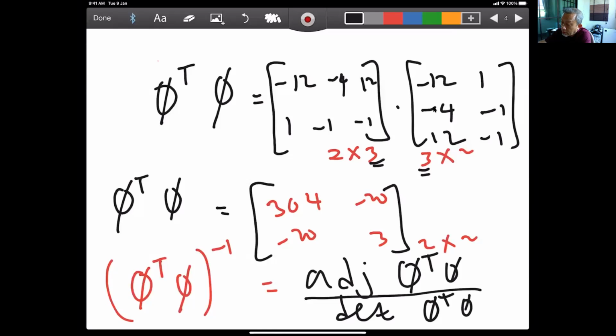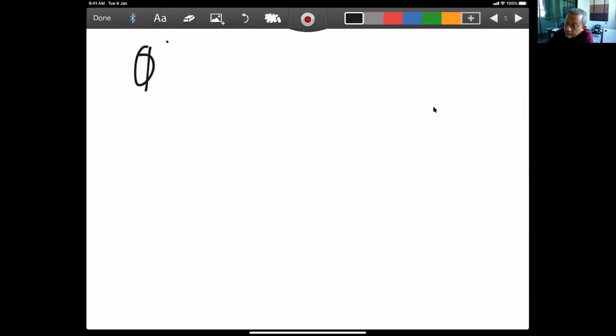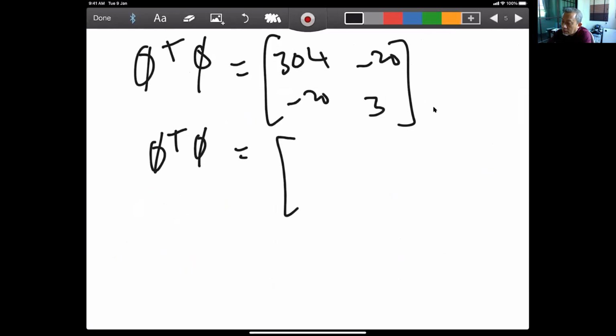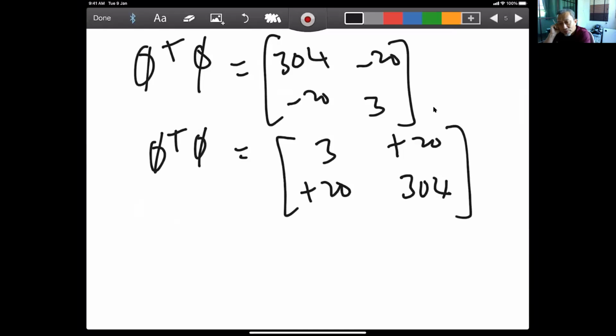So if I look here, 3 0 4 3. It depends on the school of thought. If you want to do it manually, this one changes place, then positive. That is the adjoint for 2 by 2.